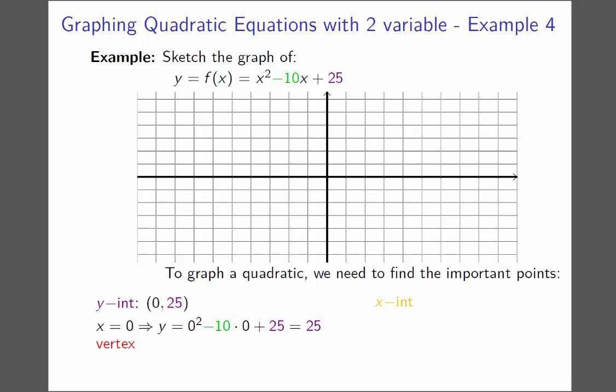Now how about the x-intercept? To find the x-intercept, we look when y is 0, which gives the equation 0 equals x squared minus 10x plus 25. And how can we solve this? Like before, we can solve it using the quadratic formula. If you would like to see the steps of the quadratic formula done out, click the purple link now.